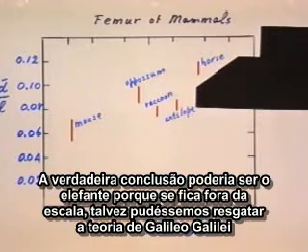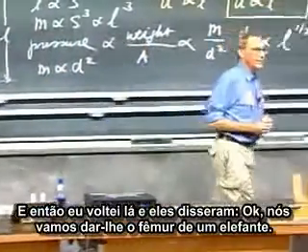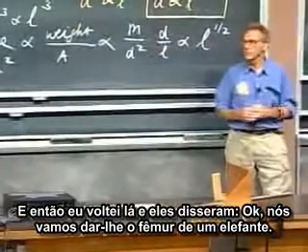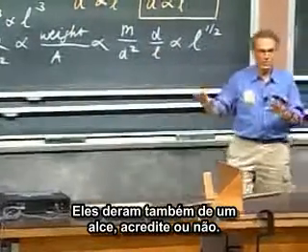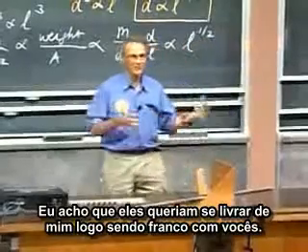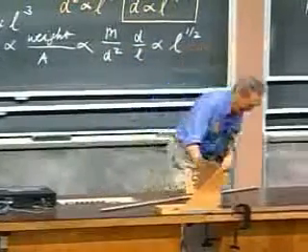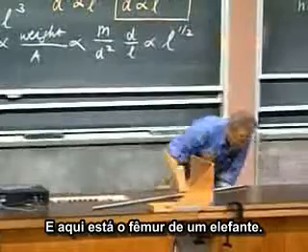statement by Galileo Galilei. And so I went back, and they said, okay, we'll give you the femur of an elephant. They also gave me one of a moose, believe it or not. I think they wanted to get rid of me by that time, to be frank with you. And here is the femur of an elephant.